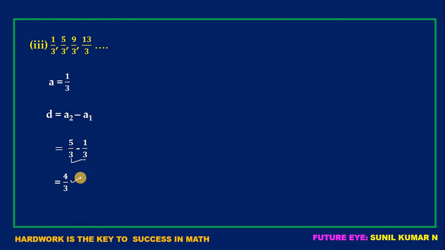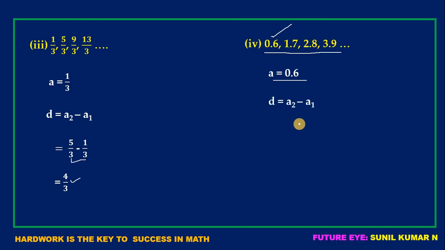Let us take today's last problem, children. 0.6, 1.7, 2.8, 3.9, and so on. As I said, always the first term is a. So a equals 0.6. Now let us find d. The d finding formula is a2 minus a1. Substitute the values. 1.7 minus 0.6. Subtract these two decimal numbers. So we get the answer 1.1. It is the value of d.